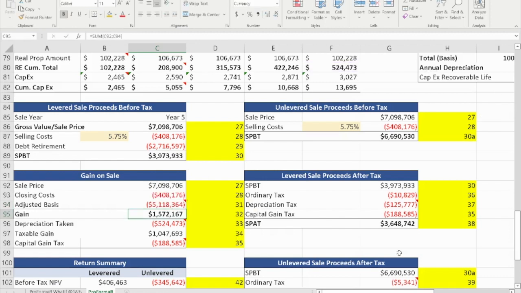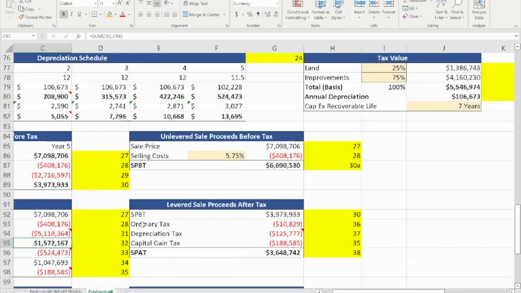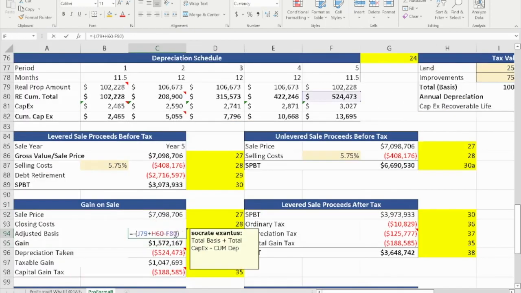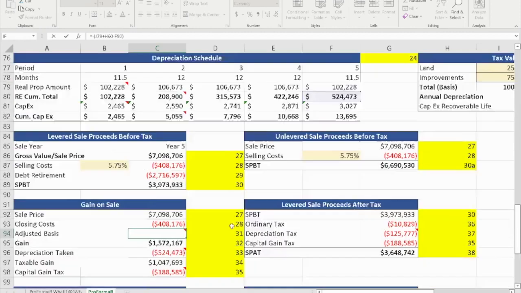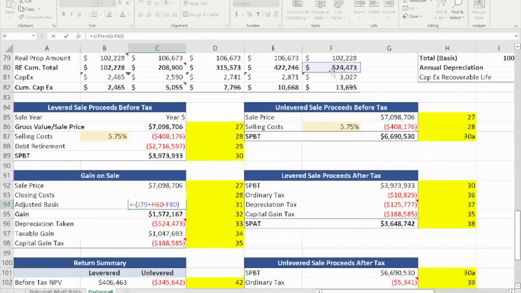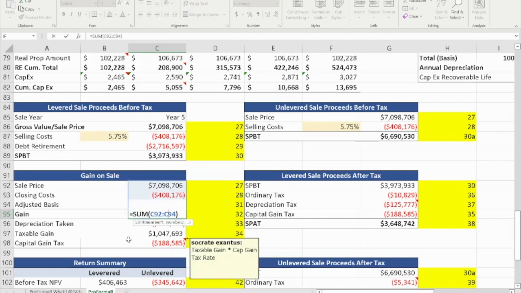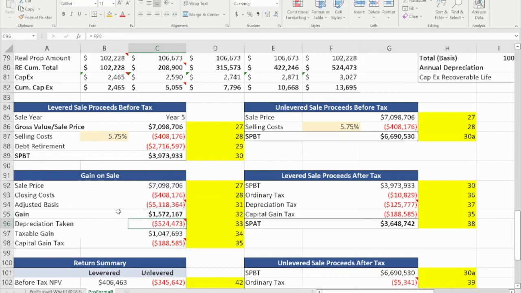So again, it's going to be the initial basis, the 5.5 million, right? You're adding the total capex that we saved over the 5 years, which is 95,000, minus and deduct the cumulative depreciation over 5 years, which is this cell here, which should total 5.1 million. Once you do that, you can sum up the gain. Your total gain is going to be the 7 million, adding together, rather, the 7 million taking out the closing cost and the adjusted basis, which will give us a gain of $1.5 million.